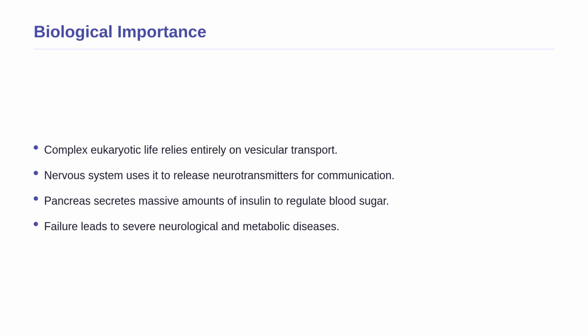Seeing this pathway in action brings us to why it is so crucial for our survival. Without vesicular transport, complex eukaryotic life would be absolutely impossible. For instance, our nervous system relies entirely on this process to release neurotransmitters. These are the chemical signals that allow our brain cells to communicate with our muscles.